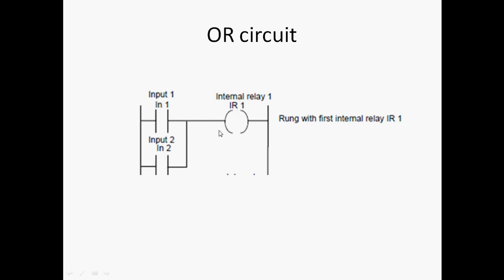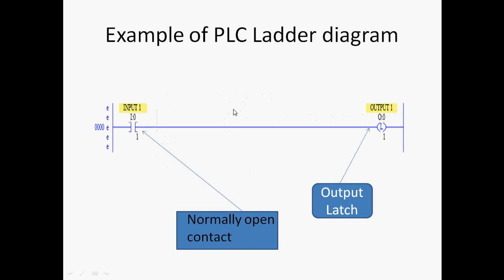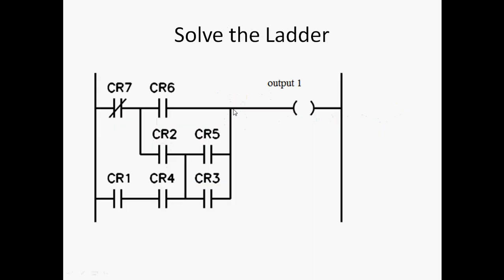Input 2 is on. If it is, then output 1 is on. So this is about the main case, if it's about AND and OR. So we are considering how this ladder can be solved. Suppose you know that these two vertical lines are called power lines, or power rails. This is about the coils.